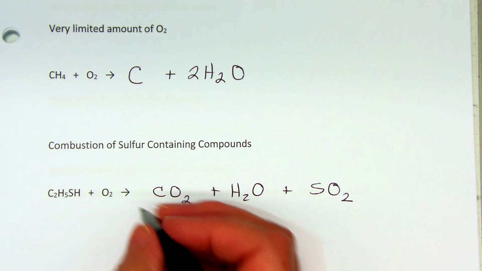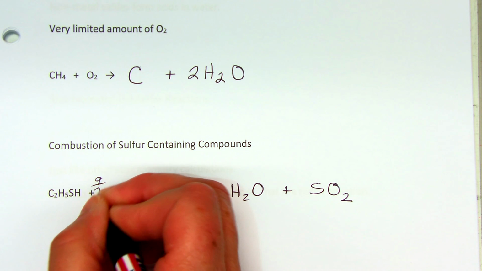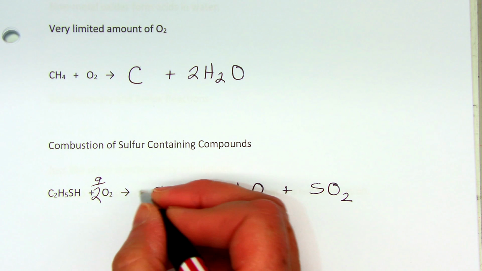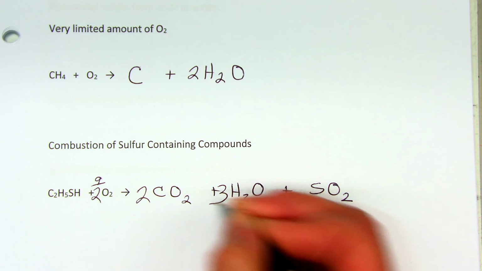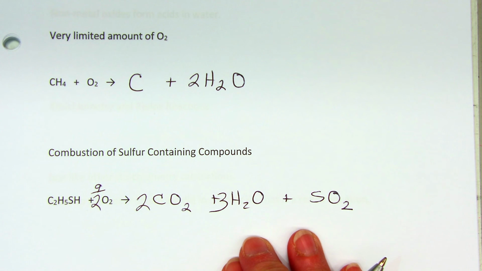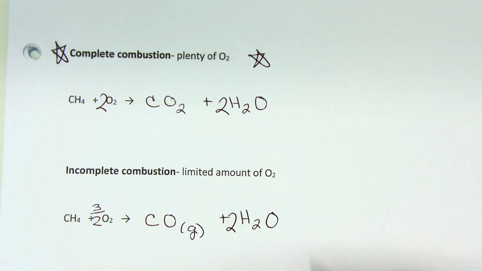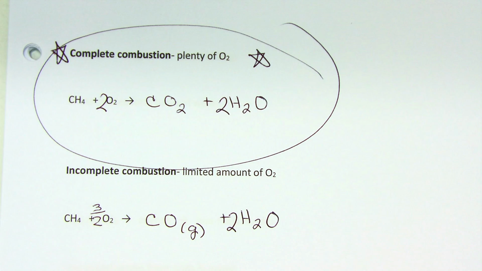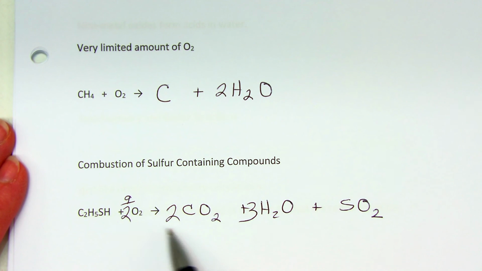And again, we balance our equation. We need 9/2 oxygen here. We get 2 carbon dioxide, 3 water, and SO2 gas. But the one we're interested in for the purposes of this class is to be able to write equations for complete combustion, where we add oxygen and we produce carbon dioxide and water. How did you balance that? Which one? This one? The last one. 9/2 of oxygen, 2 carbon dioxides, 3 waters, 1 SO2.